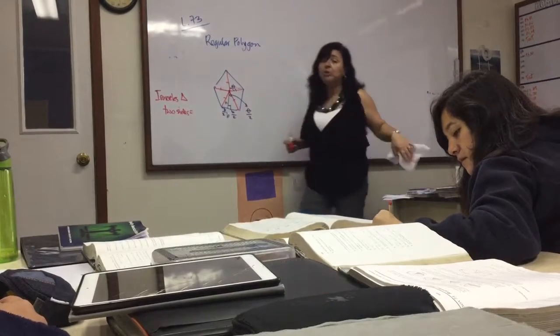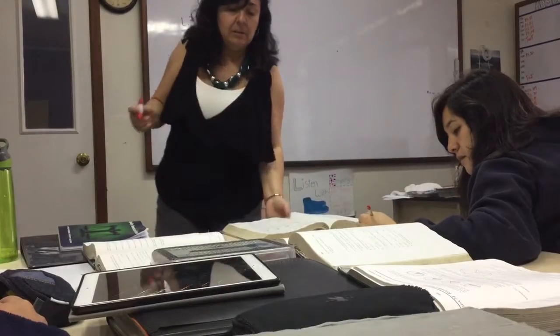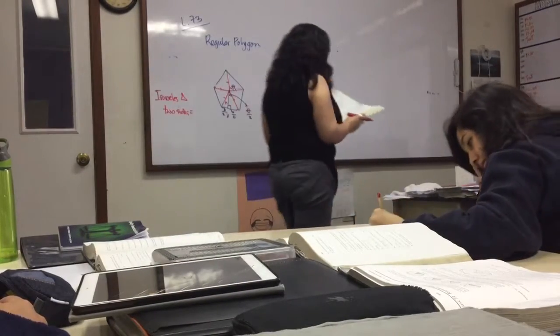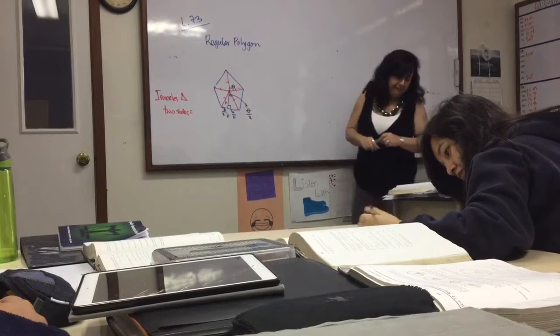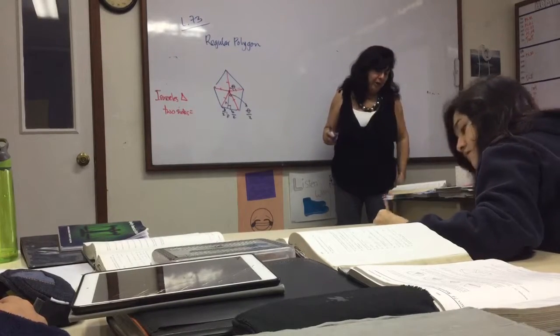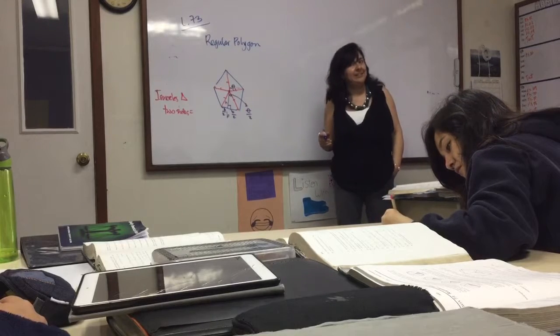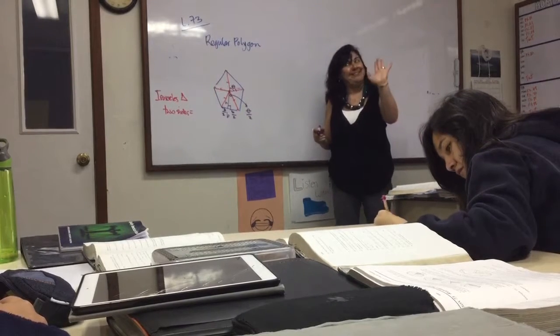Okay, so what type of problem are you going to get in this lesson? Look at example 73.1. It says, find the area and the perimeter of a regular pentagon, and they're nice enough to tell you that a pentagon has 5 sides.